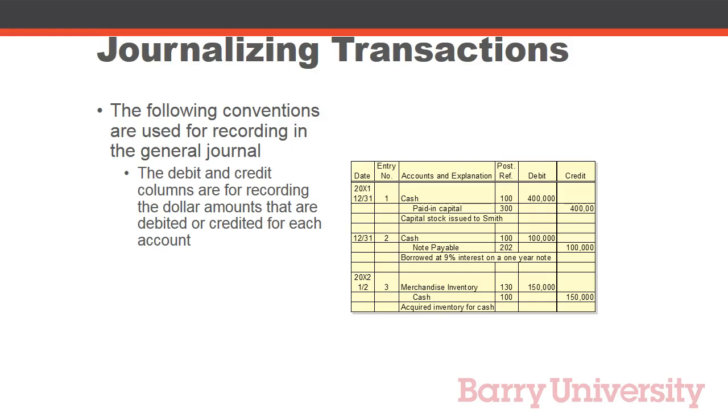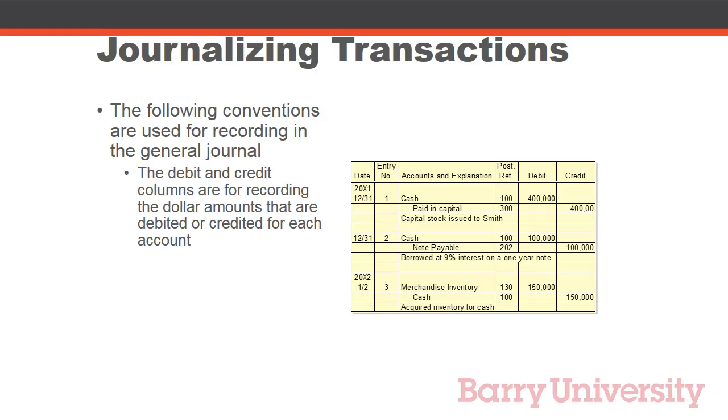If we look at the following 3 transactions, entry number 1, entry number 2, and entry number 3, these go back to our original example. In entry 1, we increased our cash account by $400,000. We debited cash. We then indented and credited paid-in capital, the investment by owners, for $400,000 as well. Debits equal credits. Assets, cash, equal liabilities plus stockholders' equity. Paid-in capital is a stockholders' equity account.